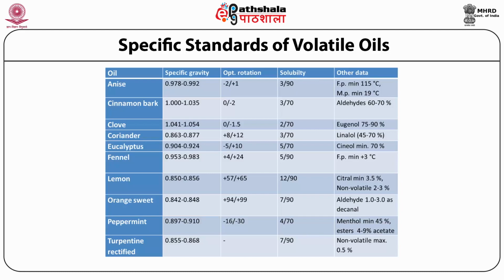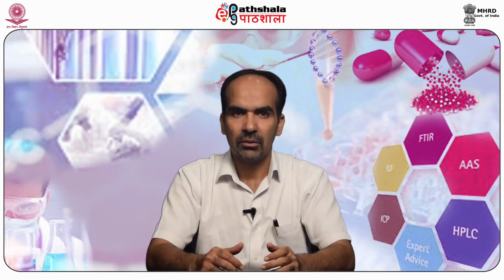So the purpose of this table is that all these oils can be standardized, they can be evaluated for their quality using any of these parameters such as specific gravity, optical rotation, or for their content like eugenol, linalool, cineole, etc. So students, let's now summarize what we have learned in this module.